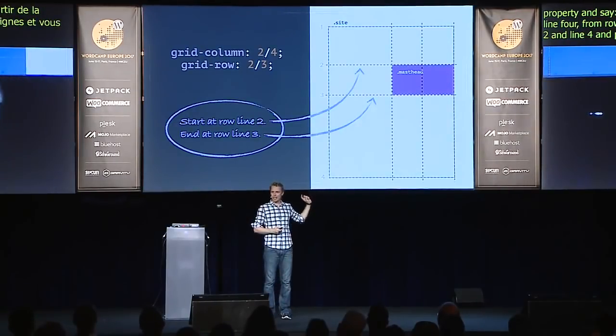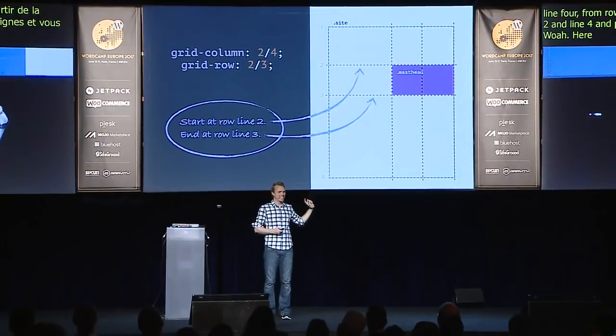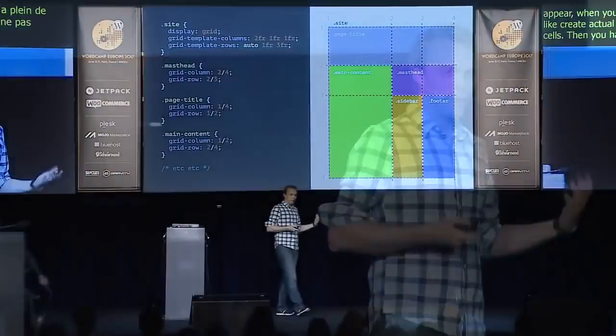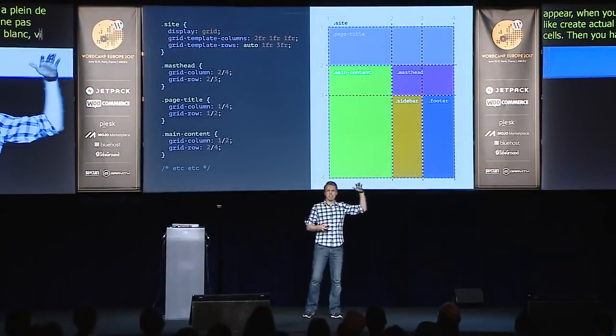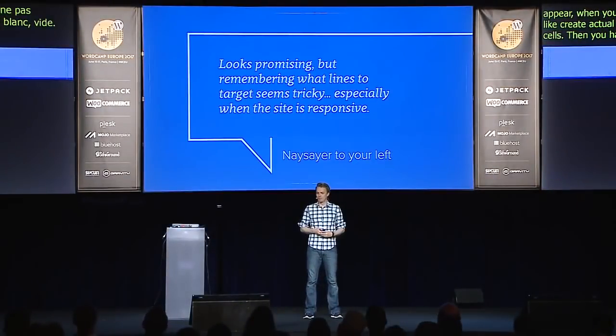And here you see what I'm talking about. We create the layout first, and then we just dump content where we want it to appear. And when you look at this, you realize there are all these new things you can do. Like, for instance, create actual white space on a layout. You can just choose not to populate cells. Then you have white space. No spacer GIFs or anything like that anymore. And once you know this, you can then place any of your elements anywhere you want in the grid.